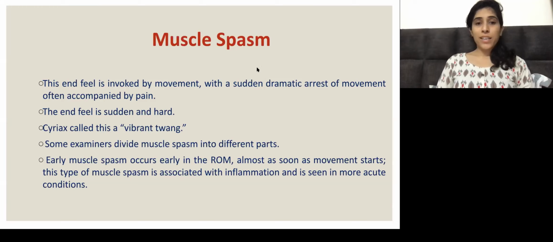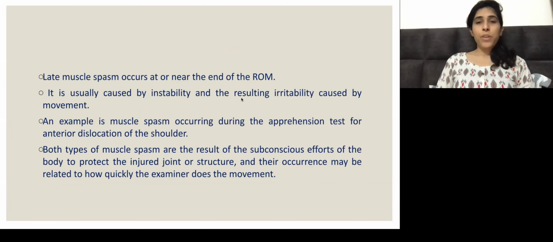This end feel is a sudden and hard type. The early muscle spasm is mainly seen in the acute cases, or we can say it is associated with inflammatory conditions. Whereas the late muscle spasm occurs near the end range of the motion, and it is usually caused by instability and the resulting irritability caused by the movement. An example is the muscle spasm occurring during the apprehension test for anterior dislocation of the shoulder.